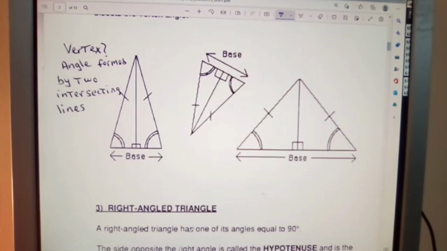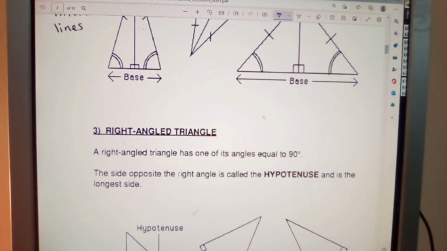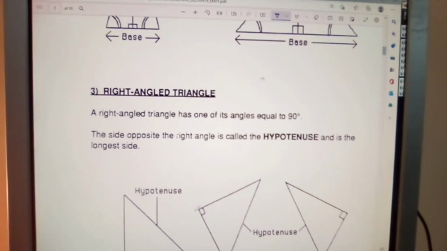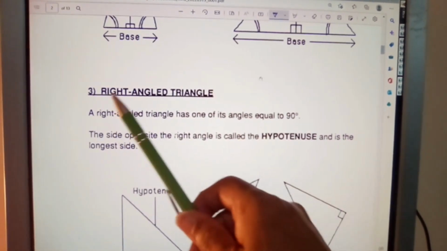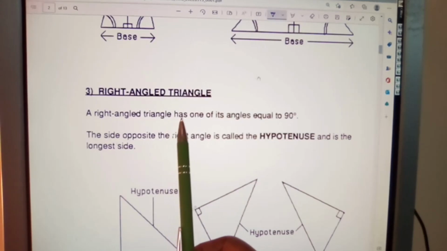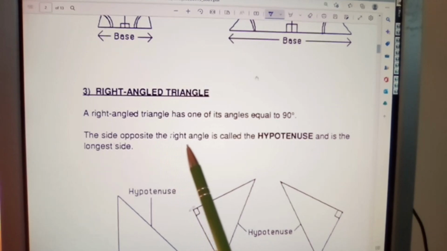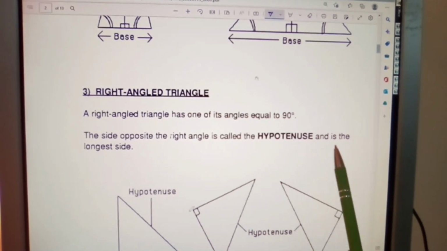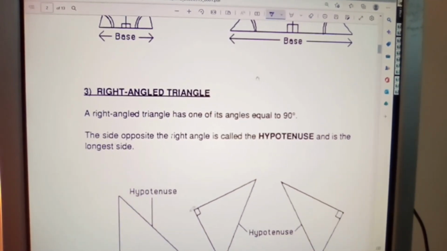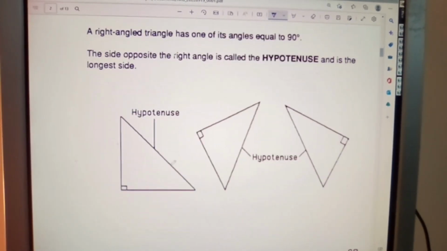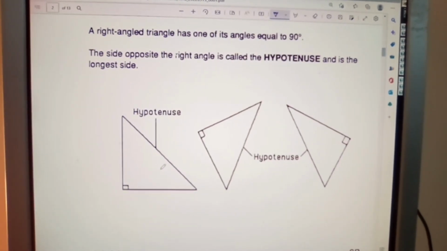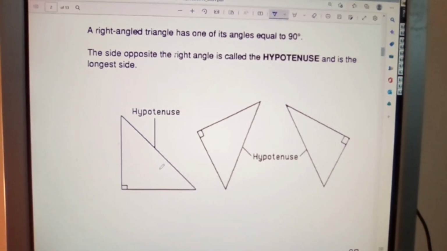Now, right-angled triangle. A right-angled triangle has one of its angles equal to 90 degrees. The side opposite the right angle is called the hypotenuse and is the longest side. So let's have a look. A right-angled triangle has one of its angles equal to 90 degrees. That is 90 degrees here, no doubt about it.